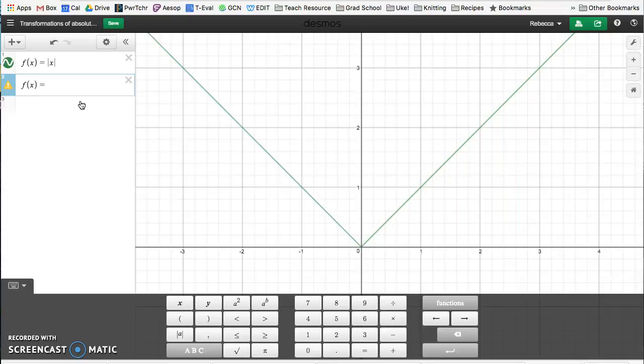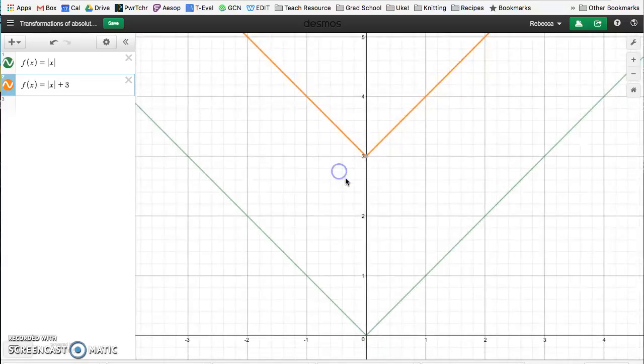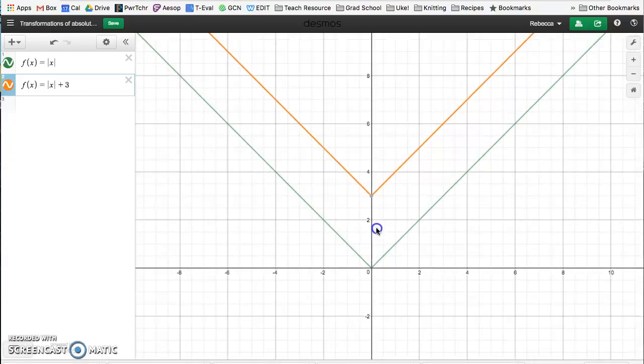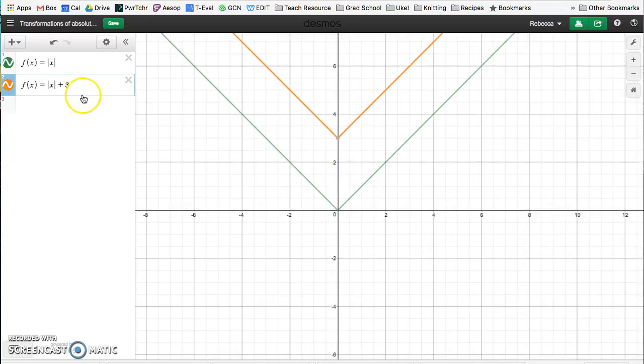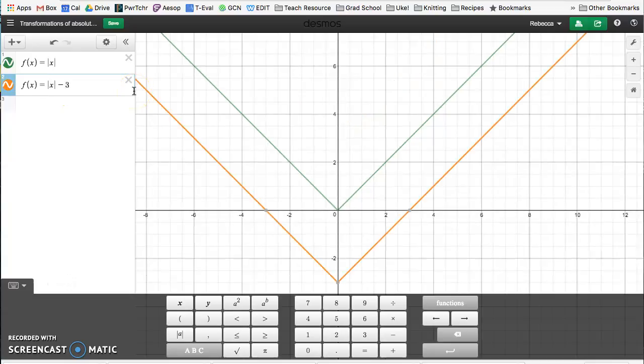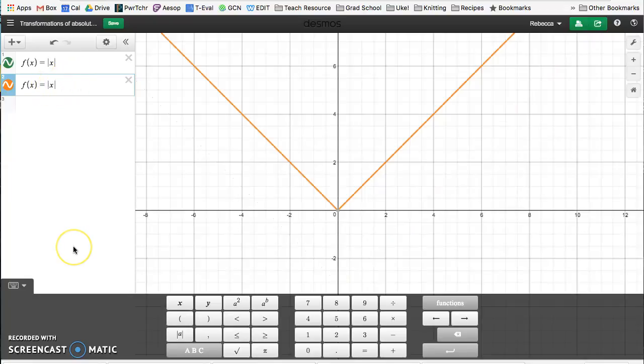So what I can do in my next one in the orange is see what happens if I add a number to the outside. So if I add a number to the outside, look what happened. It's kept the same shape, but shifted up 3 units. So all the y values, 3 was added to it. Conversely, if I subtracted, it would shift down 3 units. So that's actually always what's going to happen when you add or subtract to the outside of an absolute value function.